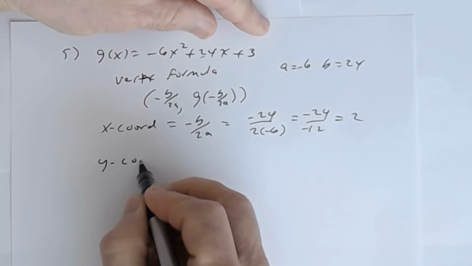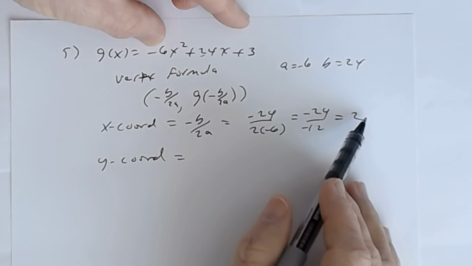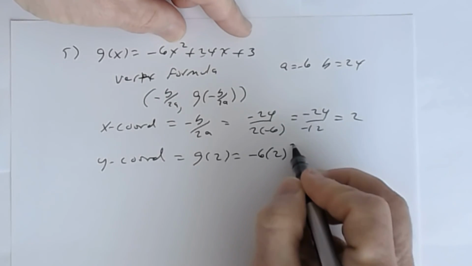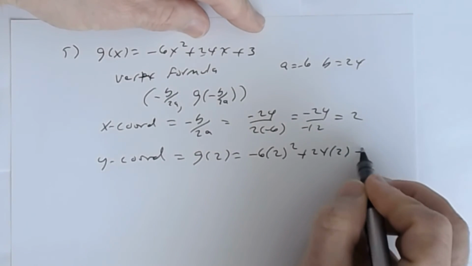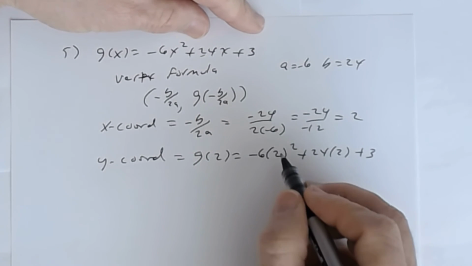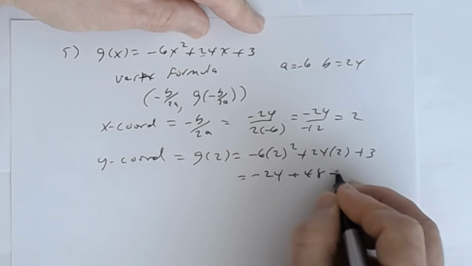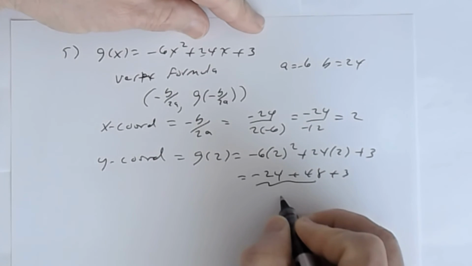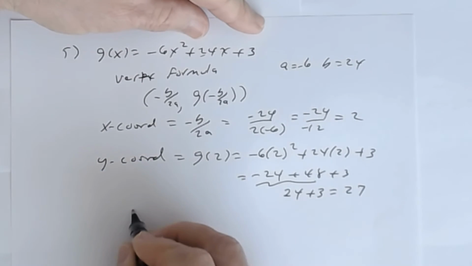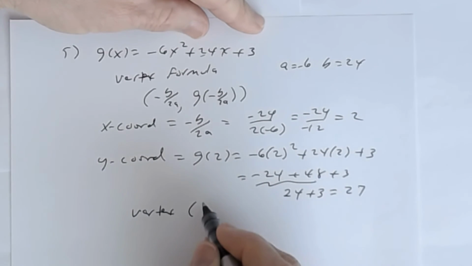The y-coordinate will be, so now to find the y-coordinate, which is g of x, in place of x, you're going to substitute 2. So we're going to find g of 2, which becomes negative 6 times 2 squared plus 24 times 2 plus 3. So order of operations, you're going to square first before you multiply. 2 times 2 is 4. 4 times negative 6 is negative 24. 24 times 2 is 48 plus 3. Negative 24 plus 48 is a positive 24, and 24 plus 3 is 27. So the vertex is 2, 27.